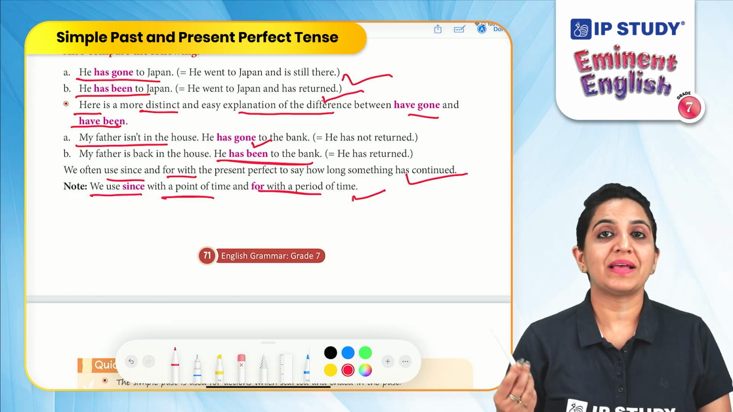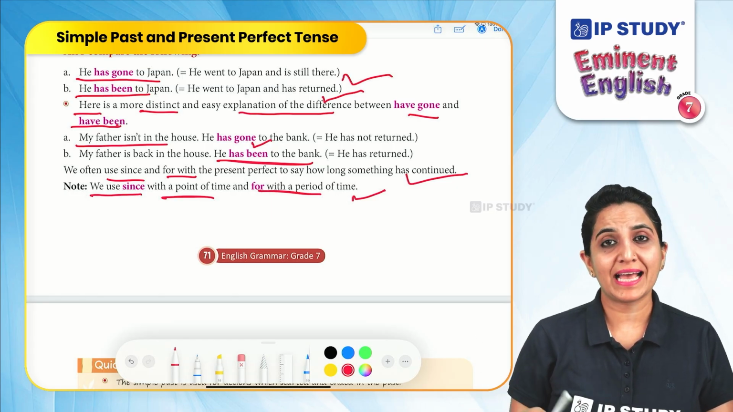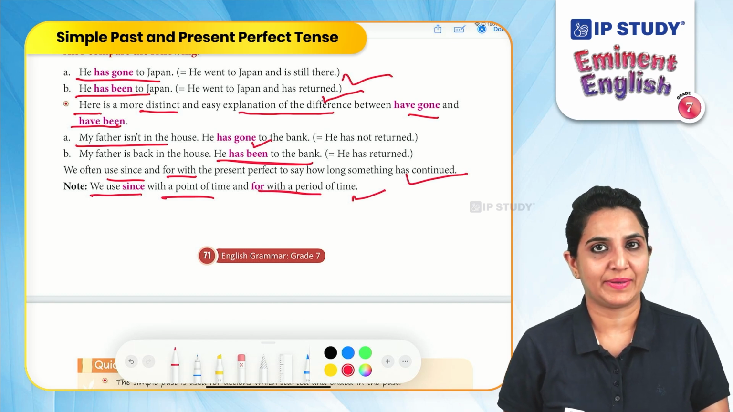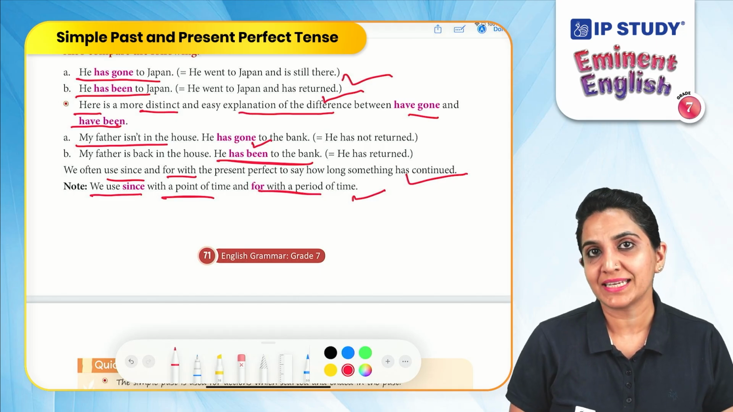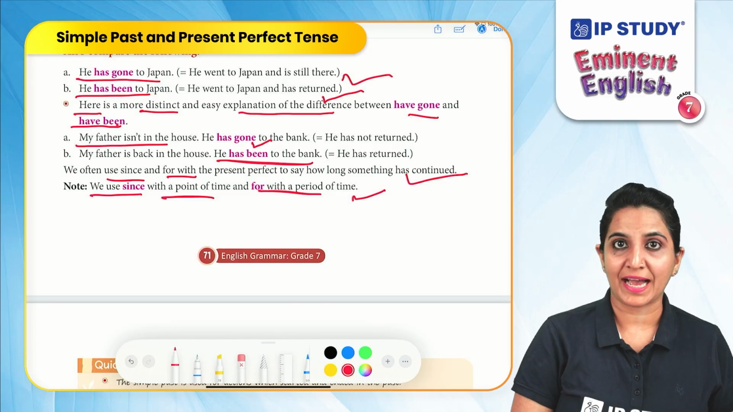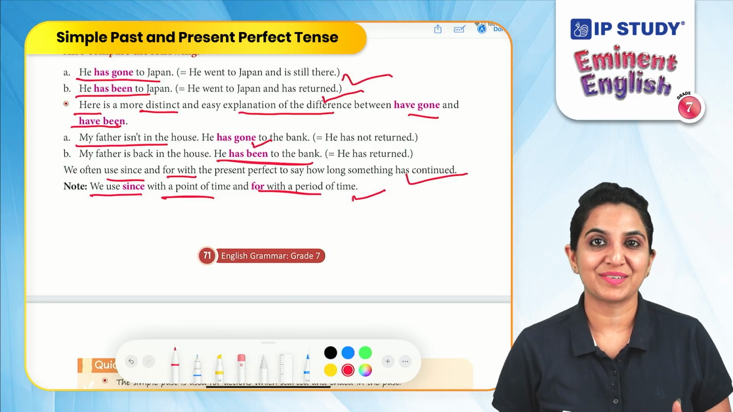So, for present perfect, we use words like has, have, and sometimes we use just, already, yet as well. Since and for are also a part of present perfect tense and are used to describe a definite point of time or a period of time. That was all about tenses.